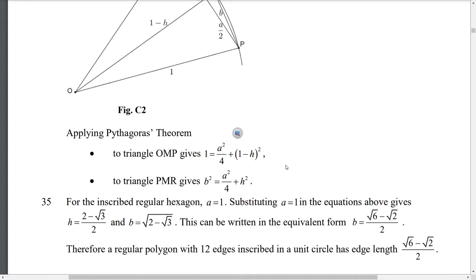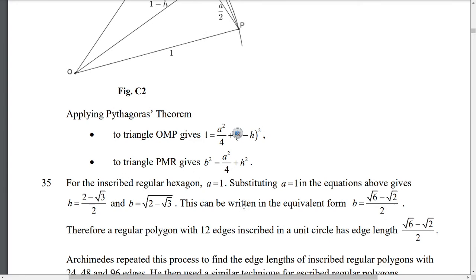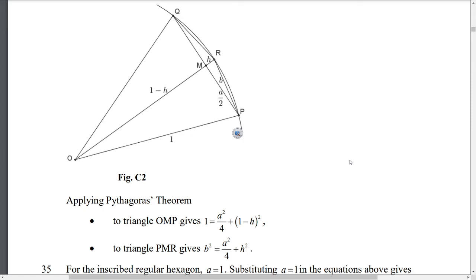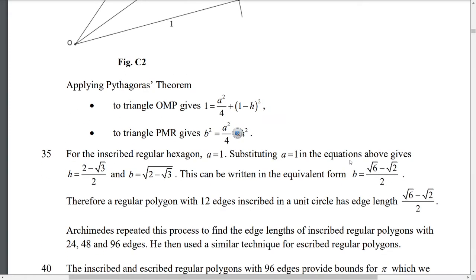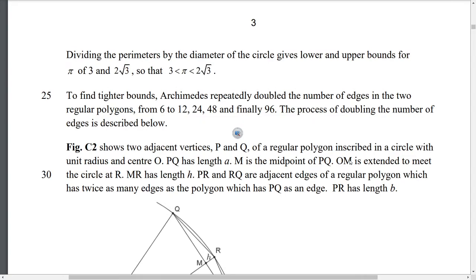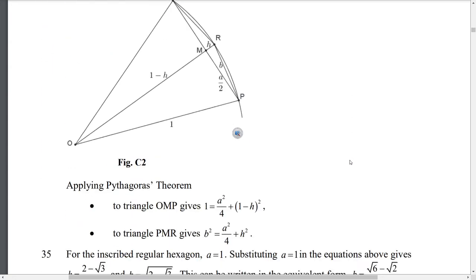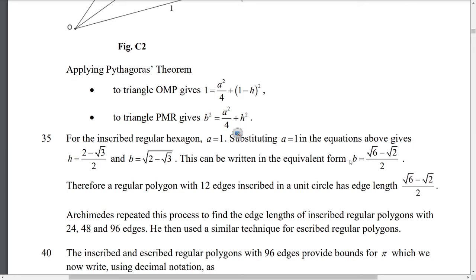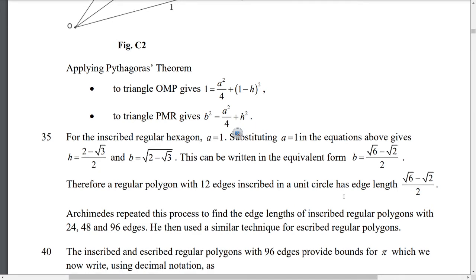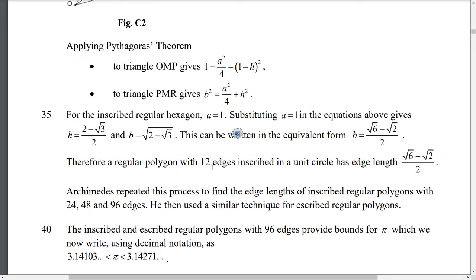So this is where they came from with this for the inscribed. So H. Maybe we did do the perimeter right. B. How many sides is this? The inside one, because I think I just assumed it was 12, and it might not be. So therefore a regular polygon with 24 edges. I think this is our lower bound. That times 12. And then divide by the diameter of the circle.